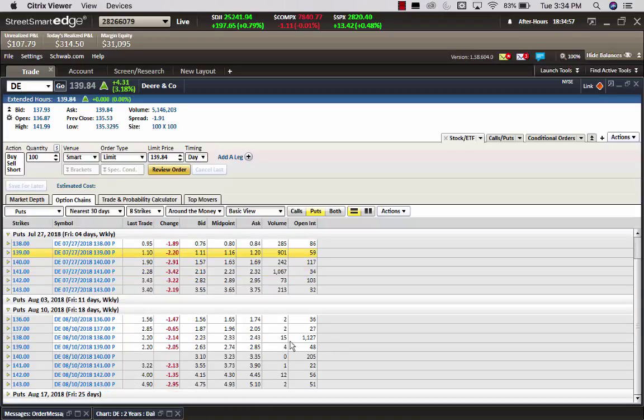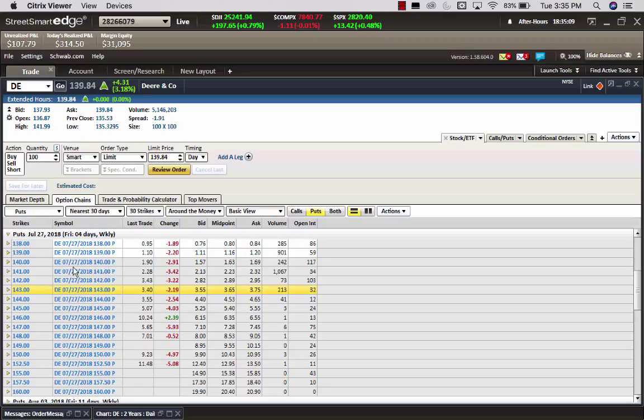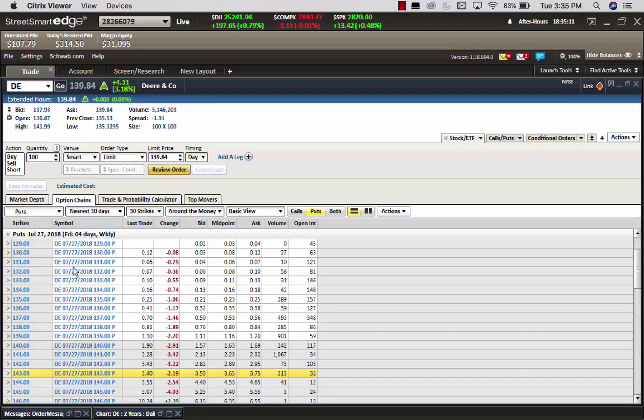I don't like what's happened the last 2 times they've reported earnings. I'll show you that chart again in a second. So if I can get a decent price around 130 or 135 that makes sense, this might be a trade worth taking. So let's see what we get paid at 130.